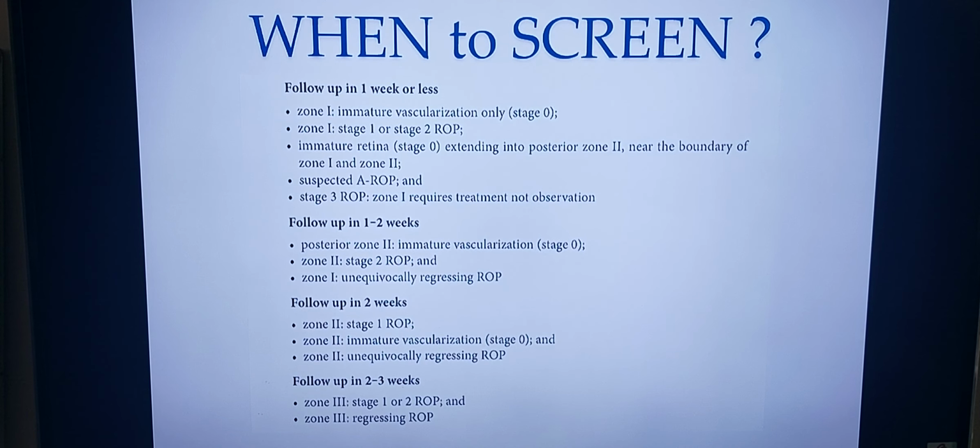When to screen? This is a follow-up protocol, quite extensive, but to summarize it, diseases that are more severe in the later stages or lie in zone 1 usually need a more intense follow-up program, and diseases with lesser severity and towards the periphery of the retina require a less strict follow-up plan.